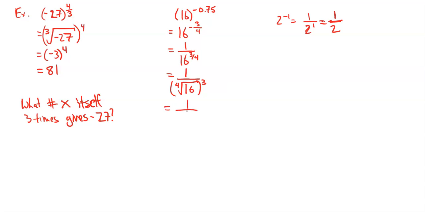So the 4th root of 16 is 2. 2 cubed is 8. Now remember, you could have also gone the other direction with this. We could have instead gone 16 cubed and then taken the 4th root of that. If you'd done that, 16 cubed would have worked. It just would have been a little uglier. So you would have gotten 1 over the 4th root of 4096. The 4th root of 4096 is 8, and you also would have arrived at 1 over 8. So those are some examples of that.